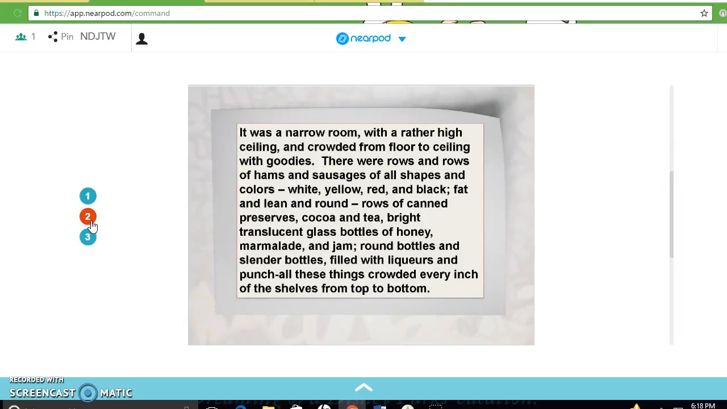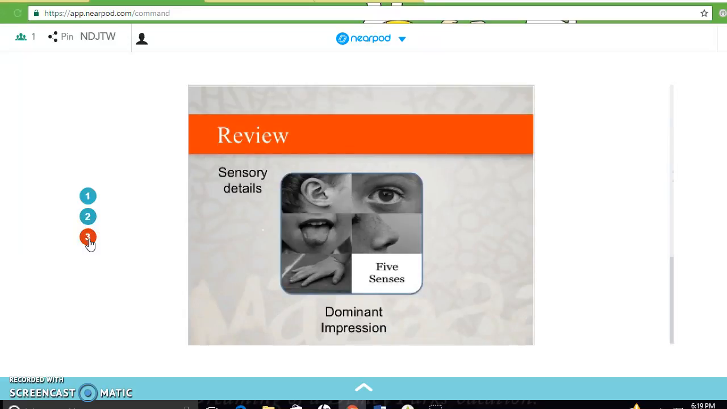It was a narrow room with a rather high ceiling and crowded from floor to ceiling with goodies. There were rows and rows of hams and sausages of all shapes and colors, white, yellow, red, and black, fat and lean and round, rows of canned preserves, cocoa, and tea, bright translucent glass bottles of honey, marmalade, and jam, round bottles and slender bottles filled with liqueurs and punch. All these things crowded every inch of the shelves from top to bottom. And as you can see, these are the senses that we're trying to invoke.